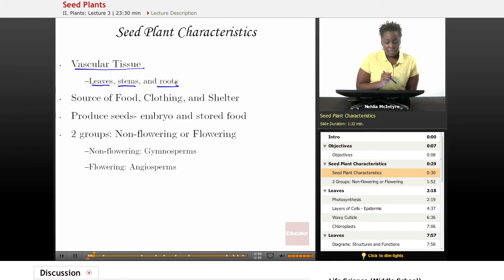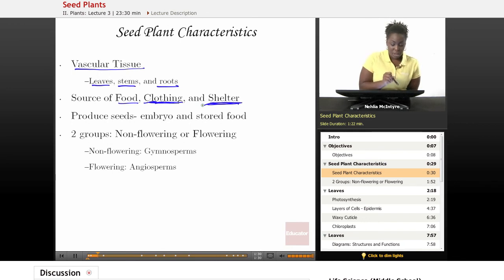Another characteristic of seed plants is that they are a major source of food, clothing, and shelter for humans and other animals. When we think about fruit trees, those fruits have seeds inside, and that's a source of food. And when we think about things like cotton, they help us to make clothes, and obviously lumber from different trees helps us to make the homes that we live in.